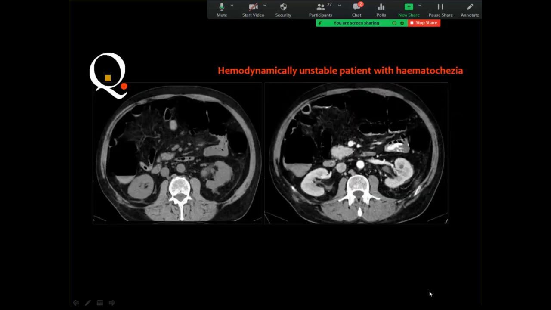This patient is hemodynamically unstable and with hematochezia. A CT scan before contrast and after contrast was obtained.